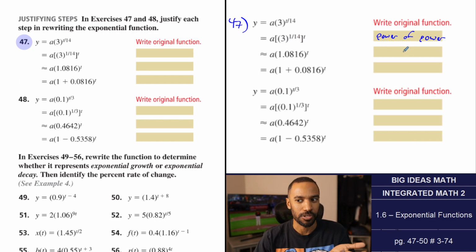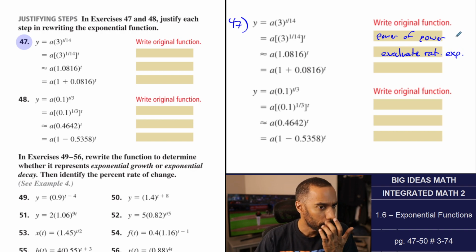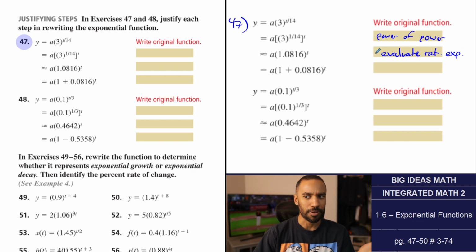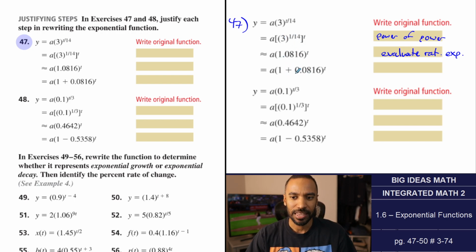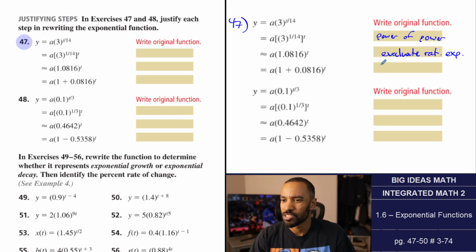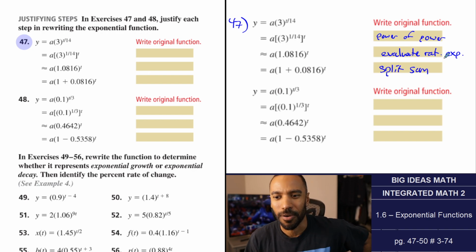I don't know how to say what's going on there. I guess evaluate rational exponent. I'm not really sure what the name of that step is, but you know they did 3 to the 1/14th power, and then they split this thing right here. So I also don't know what to say for that. Sum, split the sum. I honestly don't know how to describe it.